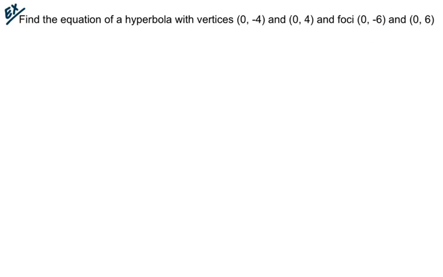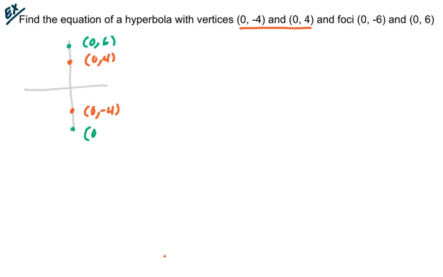one thing that might help us would be to plot those. And if we look at what's happening, my vertices are going to be 4 units up and 4 units down. So I've got (0, +4) and (0, -4). And my foci are going to be 6 units up and 6 units down. So what is the orientation for this hyperbola? Notice all of these dots are on a vertical axis.